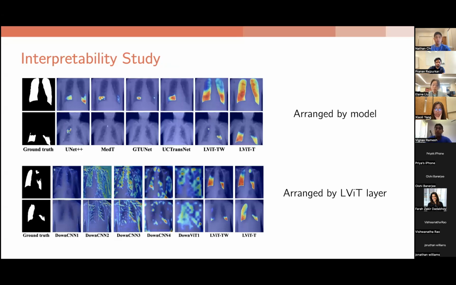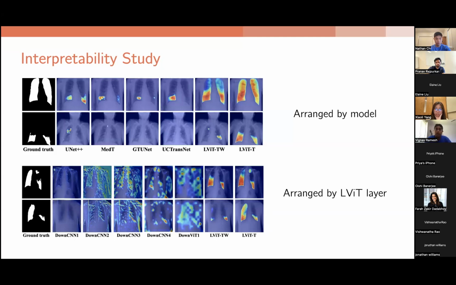So the final experiment described in this paper is an interpretability study performed on the CUDA COVID-19 dataset to explore whether the LViT network can notice lesion regions and whether the introduction of text information enhances attention to lesion regions. GradCam is used to compare activation maps for regions of attention.